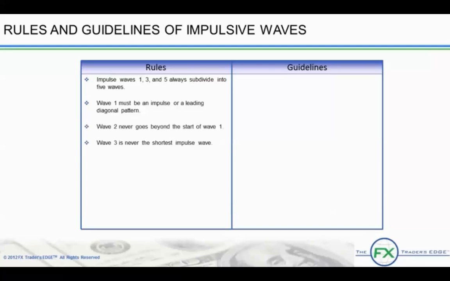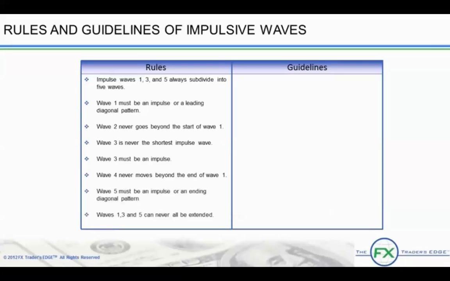4. Wave 3 is never the shortest impulse wave. 5. Wave 3 must be an impulse. 6. Wave 4 never moves beyond the end of wave 1. 7. Wave 5 must be an impulse or an ending diagonal pattern. And 8. Waves 1, 3, and 5 can never all be extended.